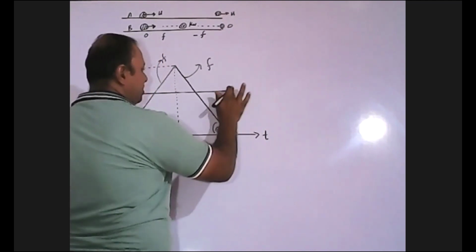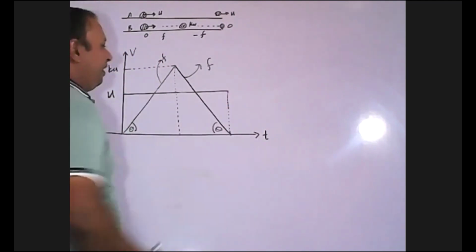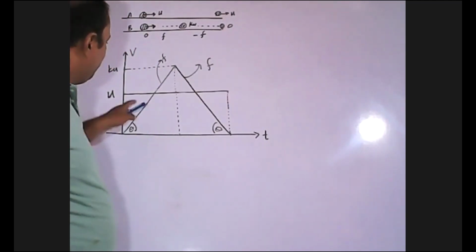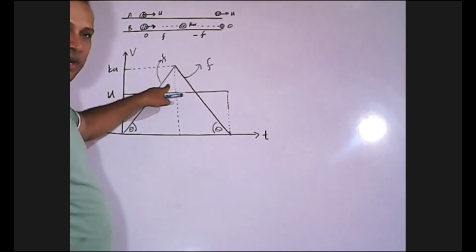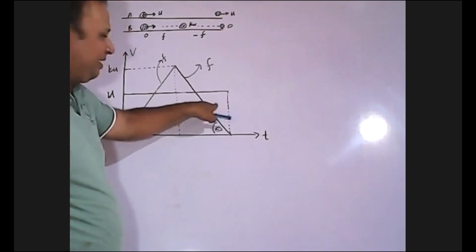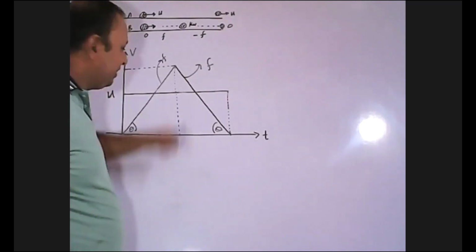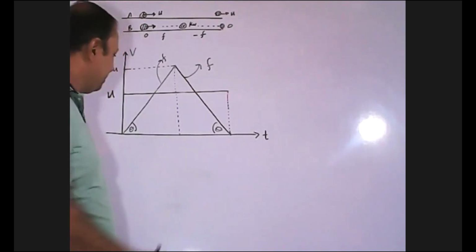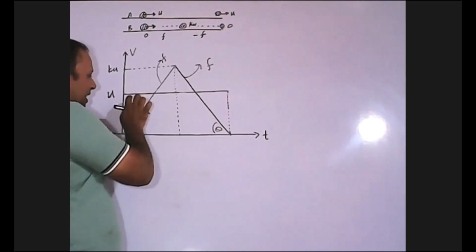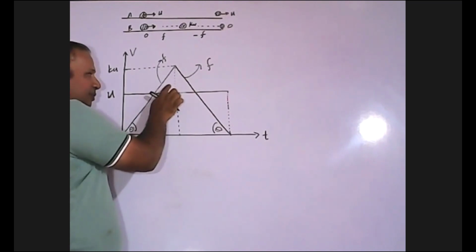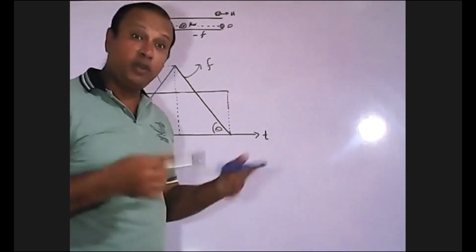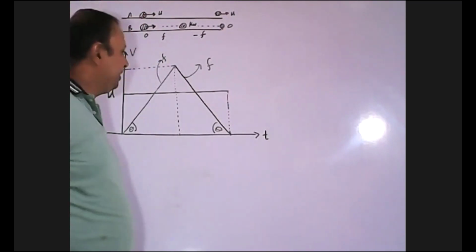So at this point, the area should be equal. This area should be equal to this one, because the other area is common for both trains. Therefore, this area and this area, which is not common for both trains, should be equal.